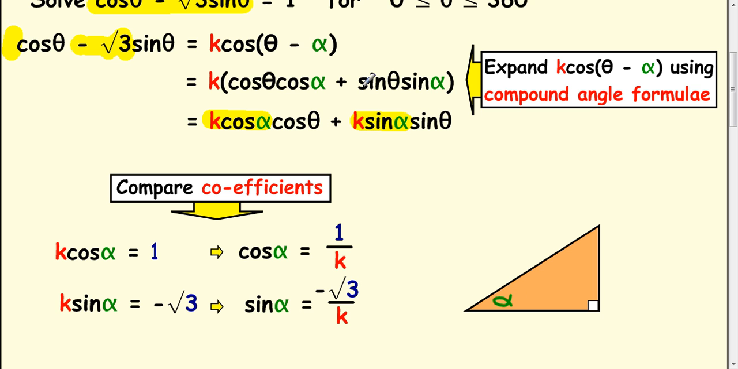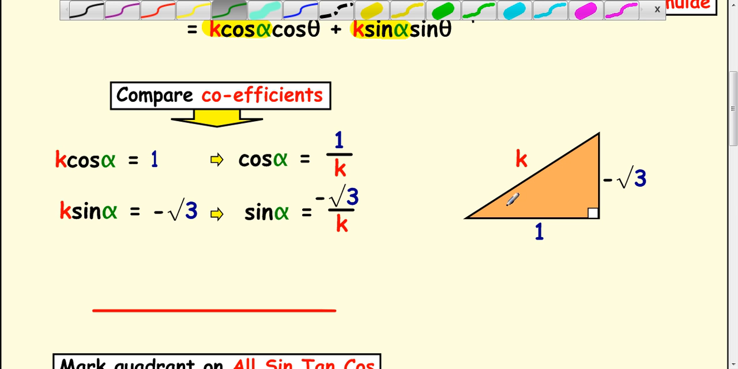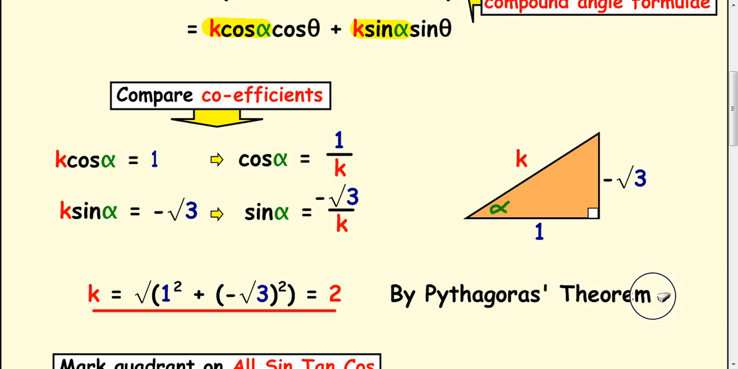Alpha's here. Again, fill out your triangle with your opposite side, so that's opposite the angle, negative root 3. K is going to be the hypotenuse here, and 1's your adjacent. So by Pythagoras, we've got the square of 1 plus the square of negative root 3, and then we square root it. So again, that's going to go to 3 plus 1, which is 4. Square root 4 and you get 2 again.